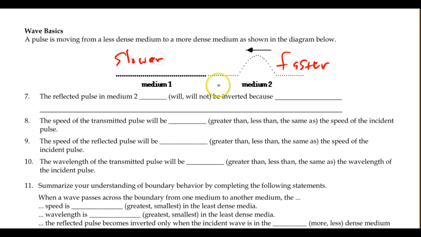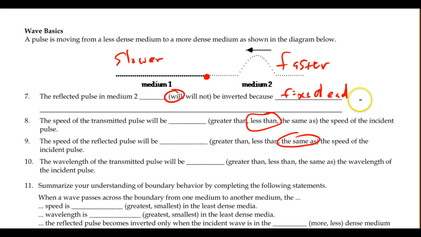So when you're hitting the more dense material, that's more like having an end that's fixed. So the reflected pulse will be inverted because it's more like hitting a fixed end. The heavier material is more rigid, more difficult to move. The speed of the transmitted pulse will be slower than, less than the speed of the incident pulse. The reflected pulse, again, is going to be in the same material, so that's going to be the same as the incident.